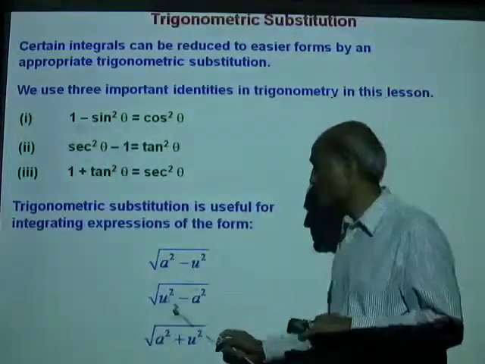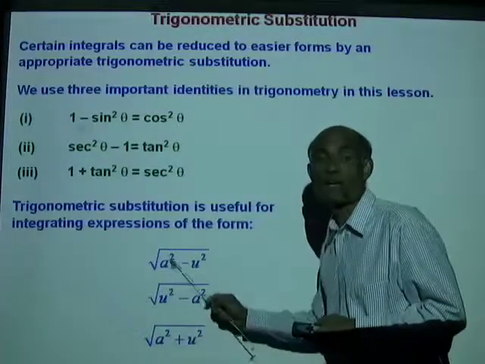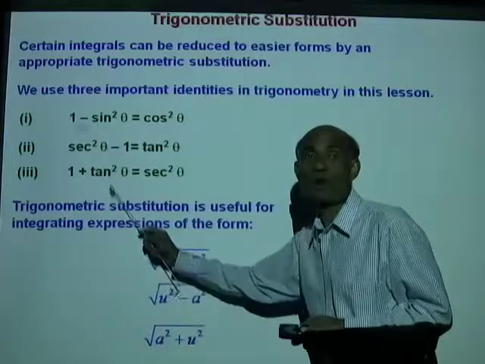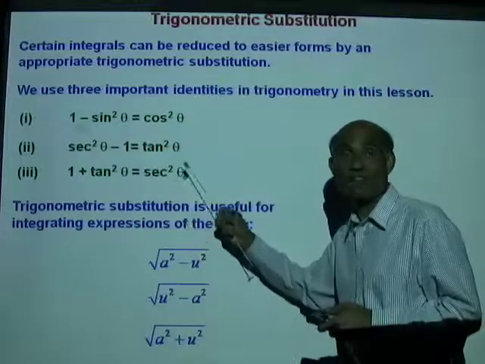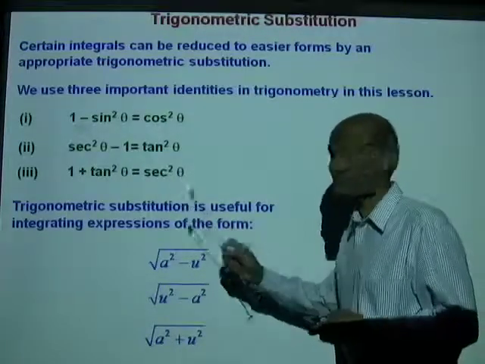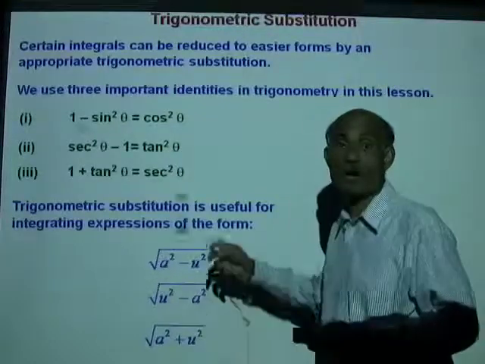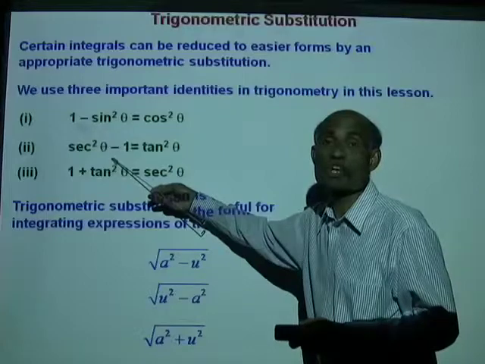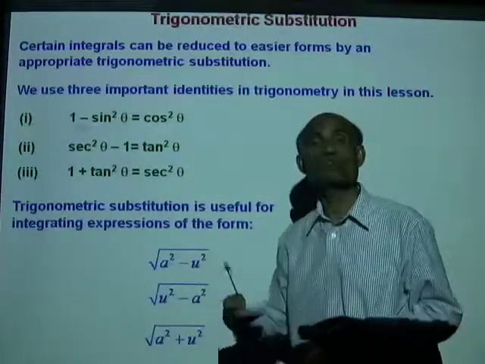And the third one is square root of a squared plus u squared. You can see obviously that will be of the form u equal to a tan theta. Now we will see how these forms are replaced by an appropriate trigonometric function or identity in order to make these integrals simpler.